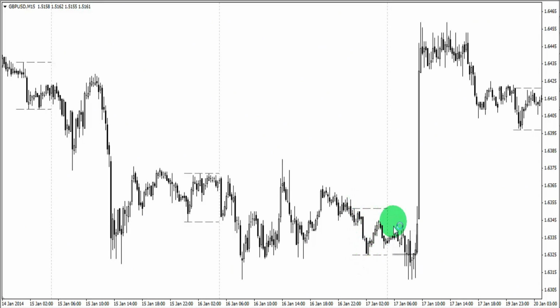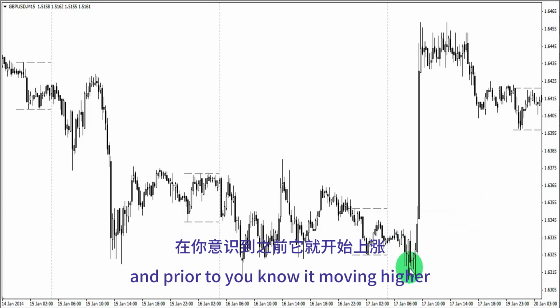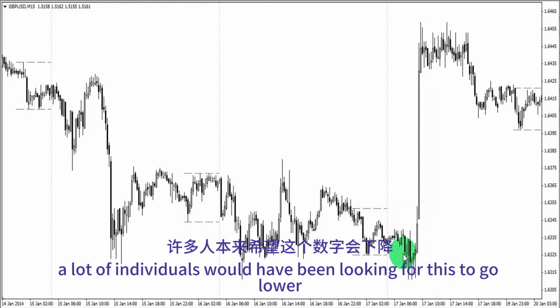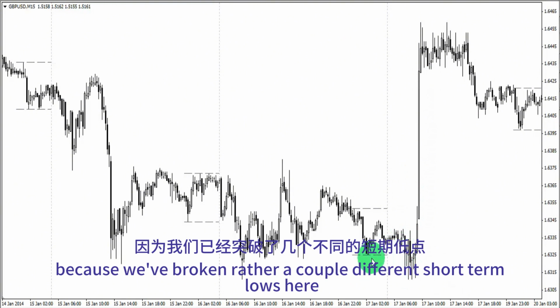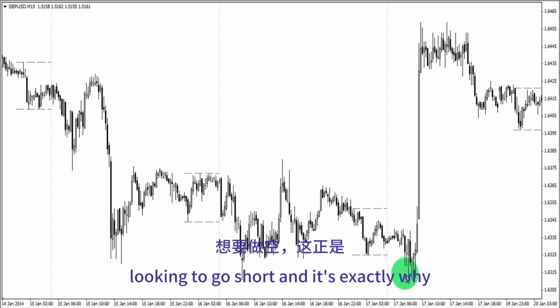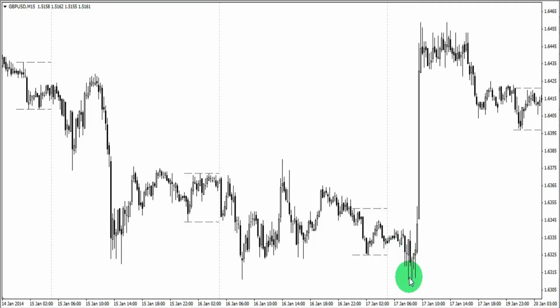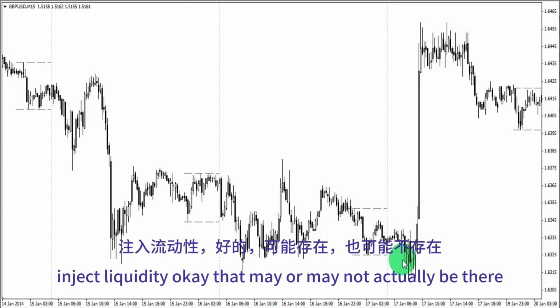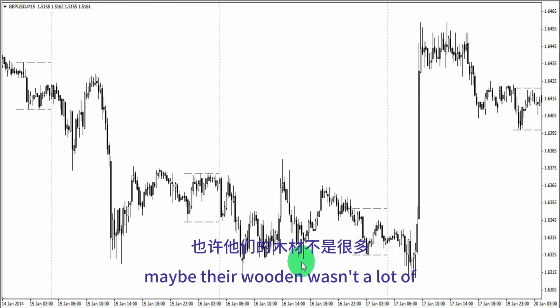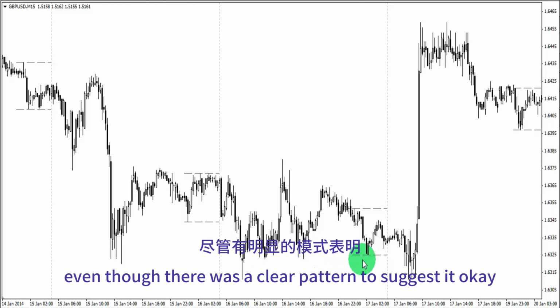You can see the same thing here. We have a consolidation. The market makers drive price lower a couple different times. They do this, and prior to it moving higher, a lot of individuals would have been looking for this to go lower because we've broken a couple different short-term lows here, and the breakout guys would be all in on this looking to go short, and it's exactly why the market makers would drive price down into this level, because it would be to inject liquidity that may or may not actually be there. Maybe there wasn't a lot of initial sell stops underneath these lows, even though there was a clear pattern to suggest it.